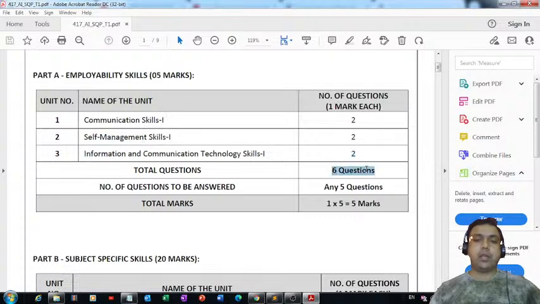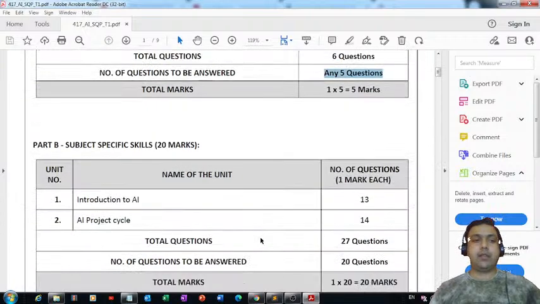So in total, you will get six questions from this part A based on employability skills, and each question is going to be of 1 marks. Out of these six questions, you will be asked to attempt any five. Fine. Then we have this part B, which is based on your subject specific skills.